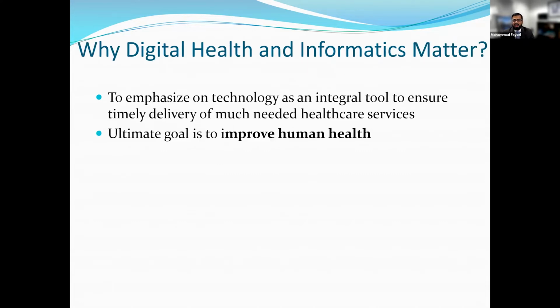So why do training and education in digital health and informatics matter? Because the end goal is basically to emphasize technology as an integral tool to ensure timely delivery of much needed healthcare services. These days patients also demand from their end to access information. Access to care is a big problem right now, especially for the rural areas, also for some of the low resource healthcare facilities. So it is very important, and it is much needed right now. The ultimate goal for all of these is to improve human health through technology.